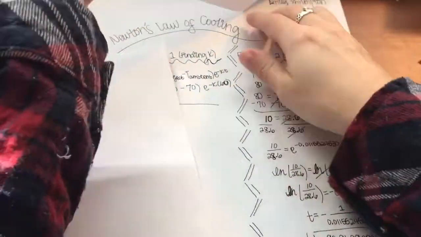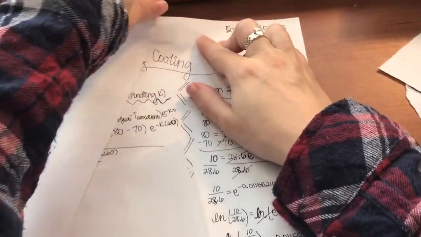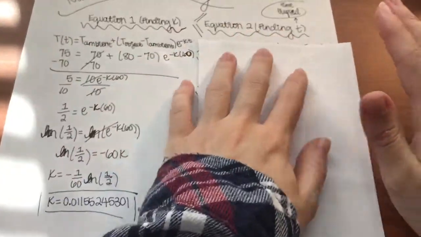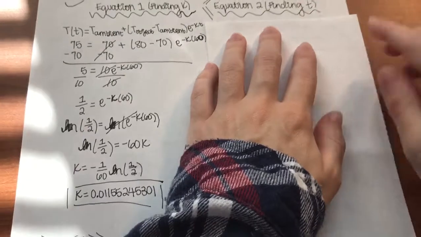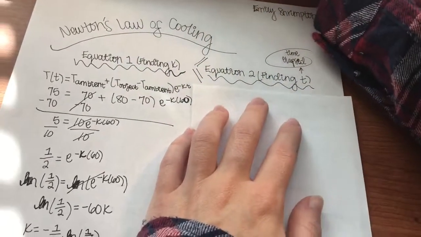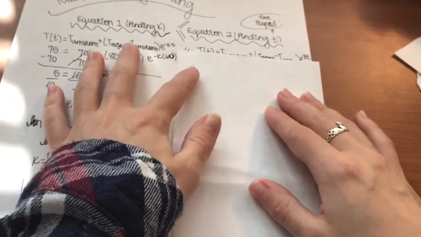So once again, we're going to be using Newton's law of cooling to find T, which is the time elapsed. Okay, so here we go.